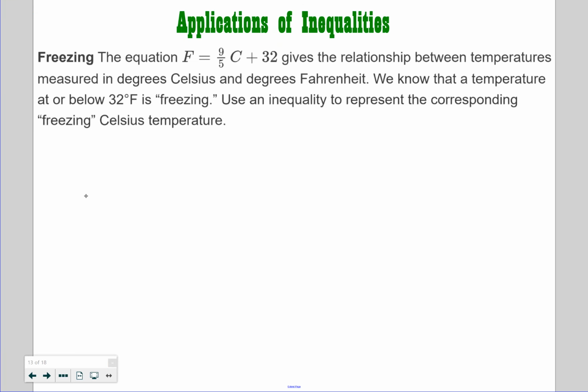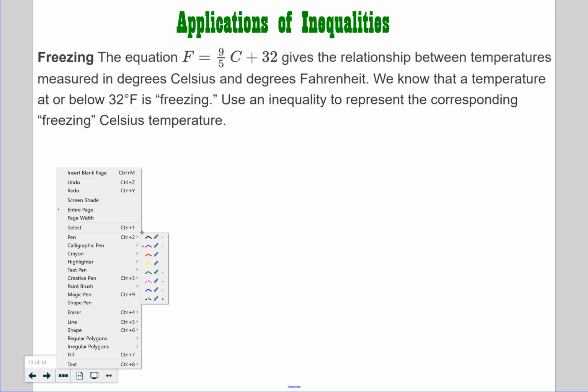Okay, let's do an application problem. The equation F equals 9/5 C plus 32 gives the relationship between temperatures measured in degrees Celsius and degrees Fahrenheit. We know that a temperature at or below 32 degrees Fahrenheit is freezing. Use an inequality to represent the corresponding freezing Celsius temperature.